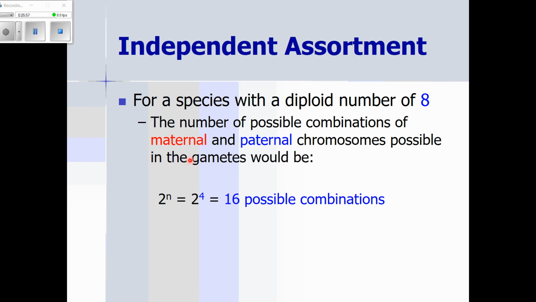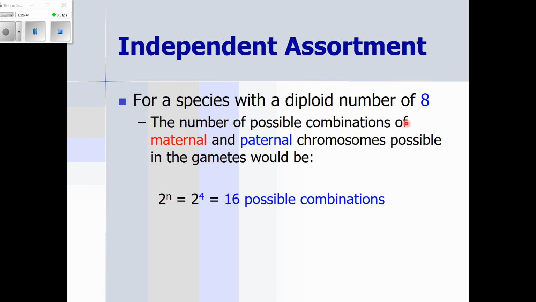So let's do a sample problem. You could see something like this on an AP exam or maybe on the Unit 4 test. It says for a species with a diploid number of 8, we want to know how many different combinations of maternal and paternal chromosomes could be possible when gametes are made. I didn't phrase this as a question, but let's pretend that this is a question. How are we going to solve it? Well, the formula is 2 to the n power. The number 2, always the number 2, and then the exponent is simply the haploid number for the species.